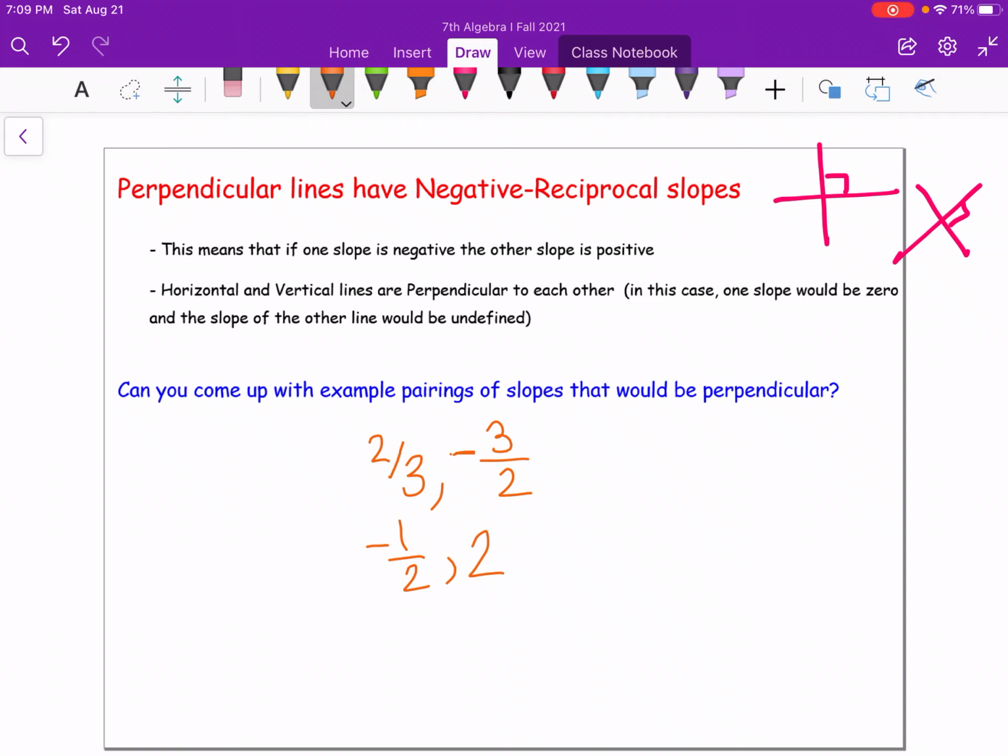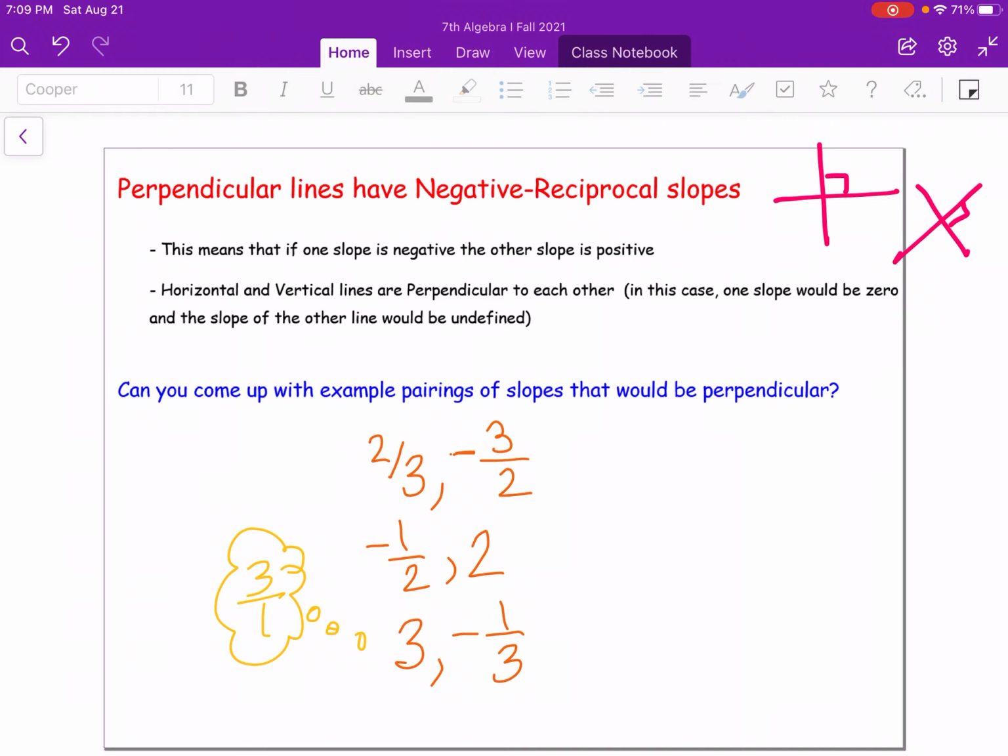So if I were to go the other way, if I had like 3, the opposite would be negative. And then remember that 3, written as a fraction, is 3 over 1. So if I flip that fraction, it's 1 over 3. So 3 and negative 1/3. Those two slopes would be perpendicular to each other.